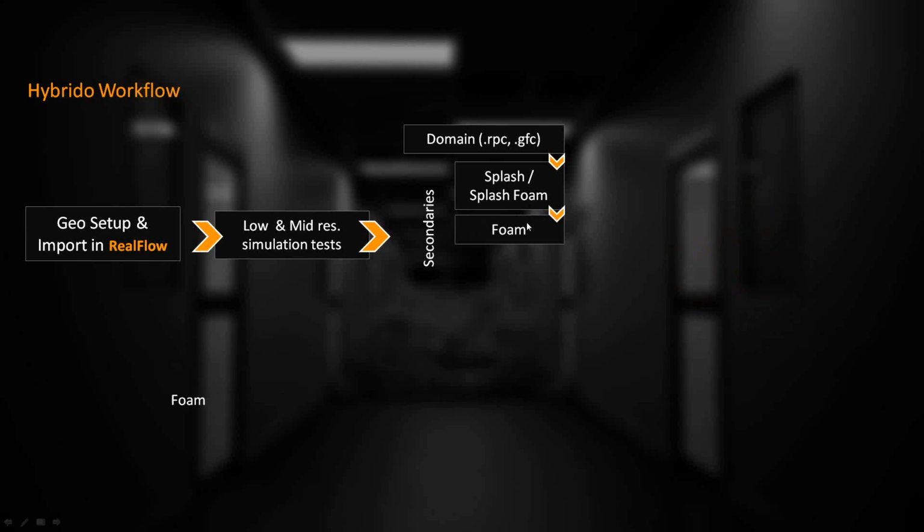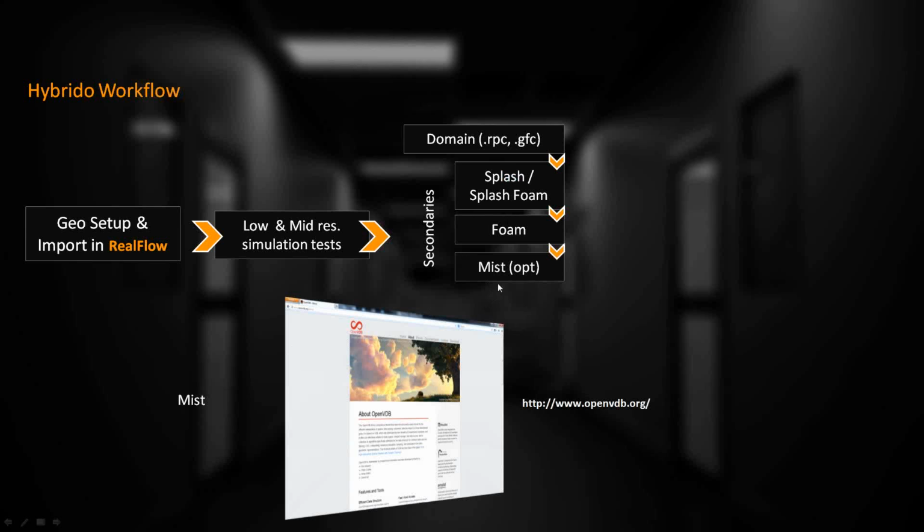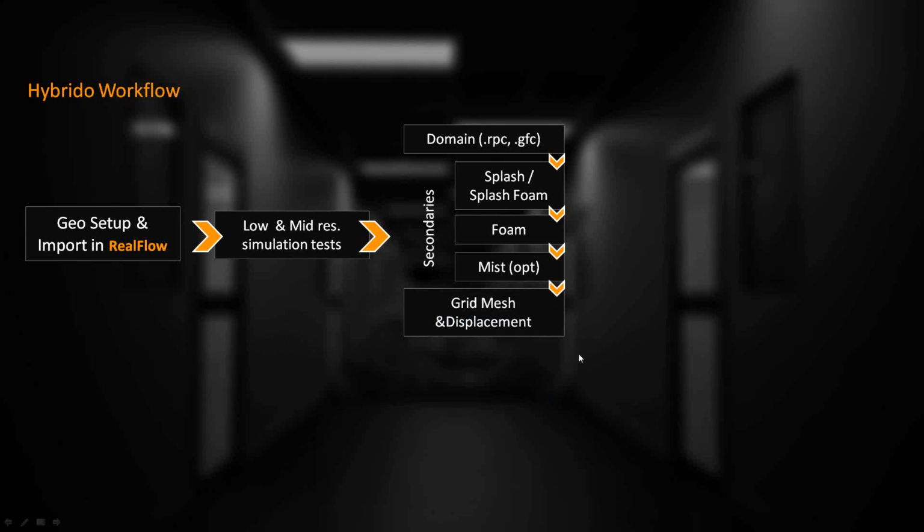The foam is an element that you have to generate after the splash is done, and the foam is done directly from splash. And then the mist, that we don't have in this particular project here, is given in OpenVDB, which is a format to store splash volumetric data. It's open source, and you can exchange easily with other platforms or rendering solutions.